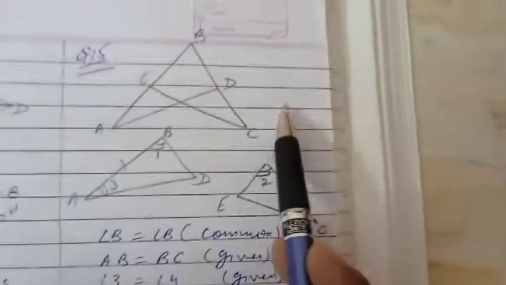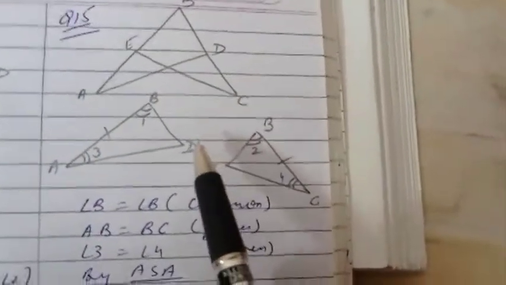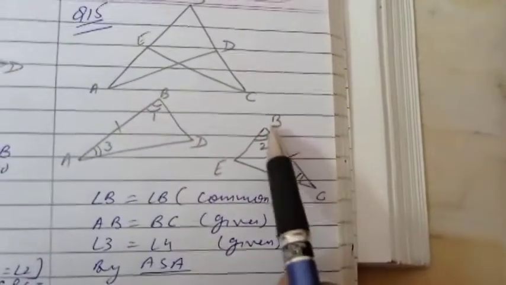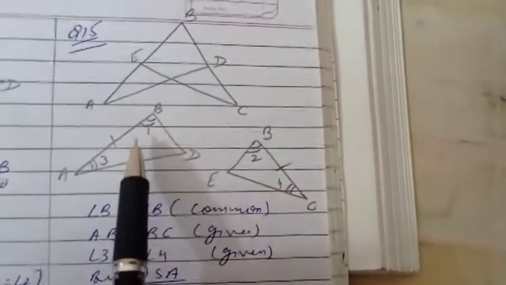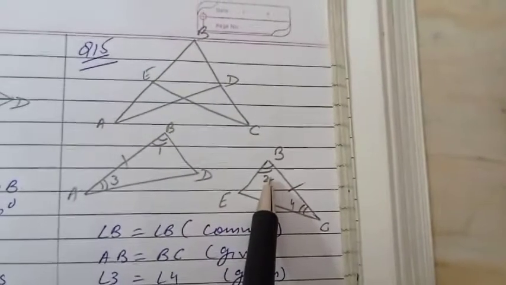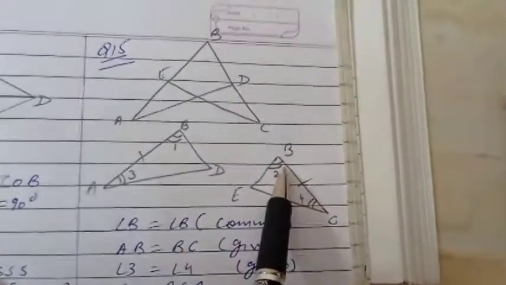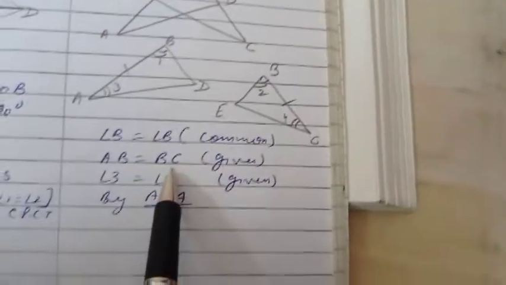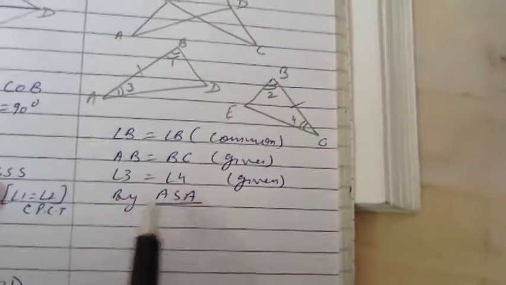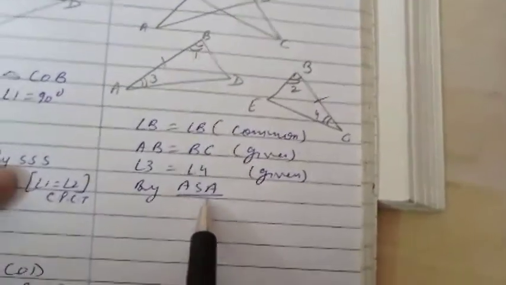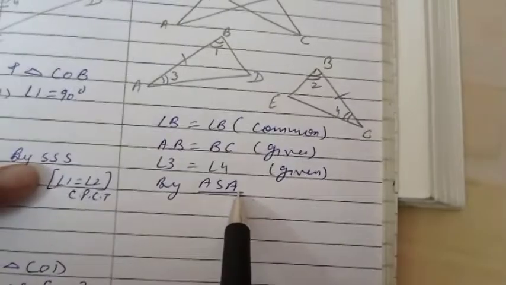This is the 15th question, and you are asked to prove AB is equal to BC. Clear? So I separated the figure. It is already given angle 1 is equal to angle 2. That means B is common in both the triangles. AB is equal to BC is given to us. Angle 3 is equal to angle 4. So by angle sum property and angle side angle property, both the triangles are congruent. So we can write the result.